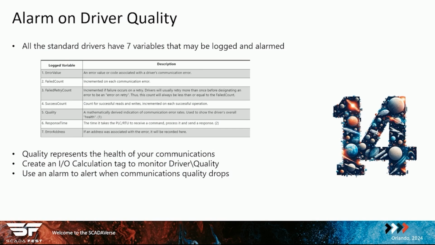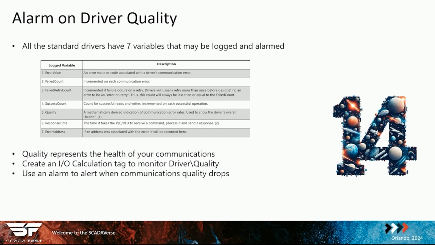And if the growth continues, at some point you're going to reach the point where you're actually going to have communications failures. So looking at quality is a really good one. If the number is 1, great. If the number is 0, not so great, bad. And it's a degrading line in between. So you can, again, create an I/O and calculation tag based on that.